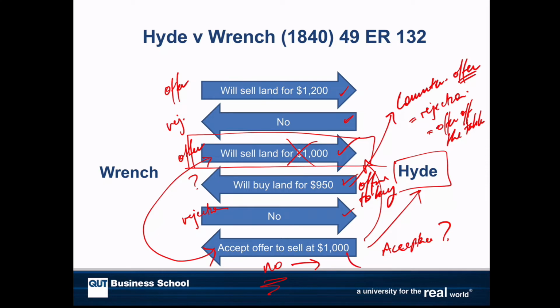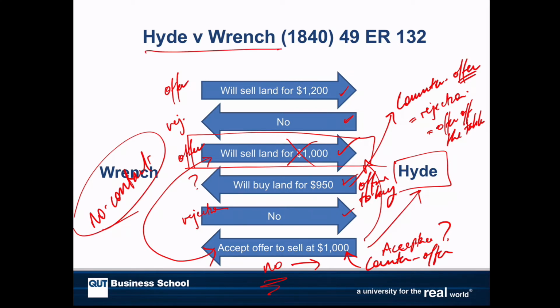It also means this is a counter offer. Okay? Because this is a counter offer, everything else is off the table. So this is actually an offer to buy, which is rejected. So here there's no contract. A counteroffer is a rejection of the original offer, Hyde and Wrench.